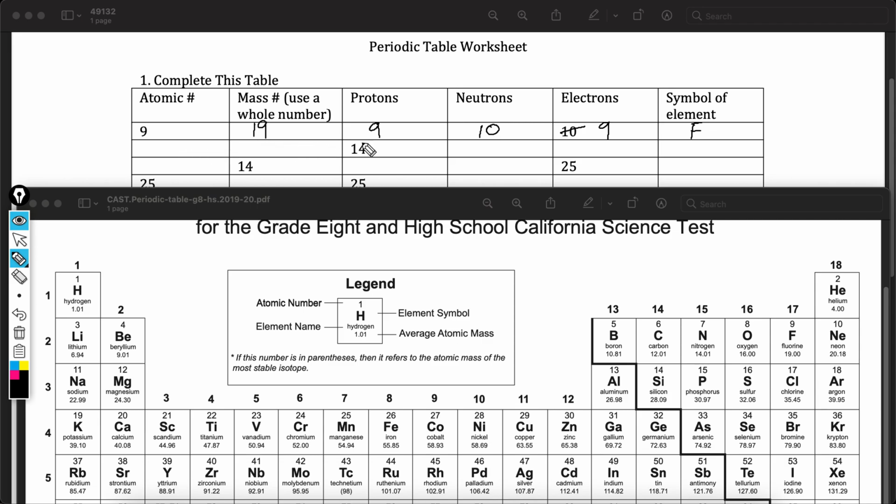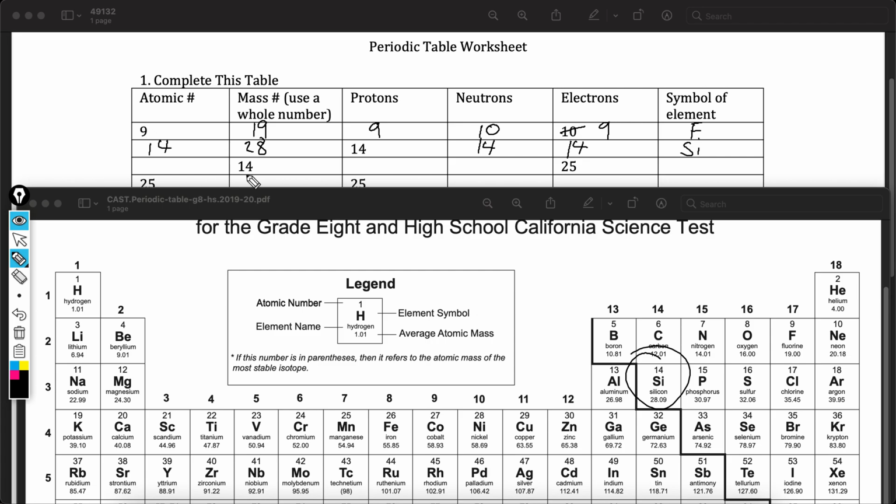Okay, they didn't give us protons, 14. So the electrons are 14. The atomic number is 14. Which element down here has a 14? Boom, silicon. What's the weight, or the mass? It's 28. Neutrons. What is 28 minus 14? Correct. It's 14. That one's not that hard. And of course, silicon is Si.